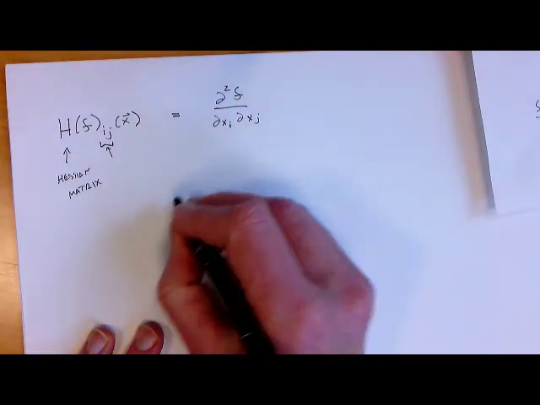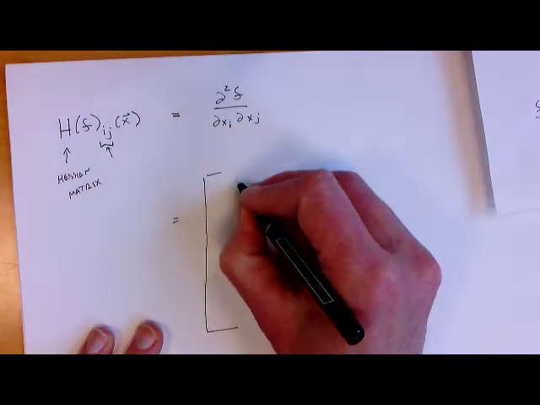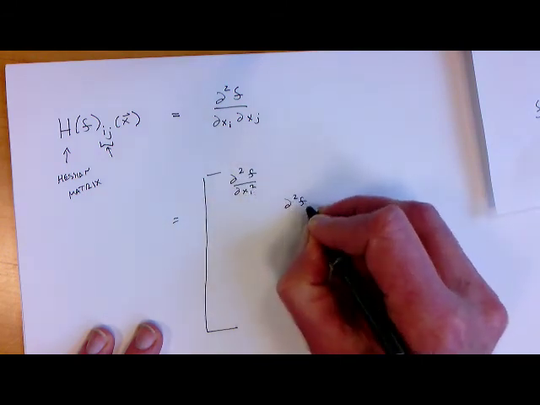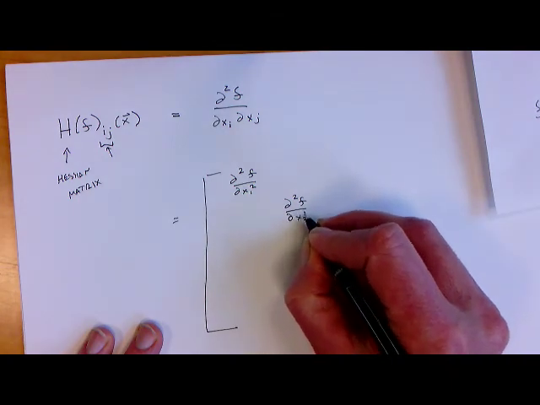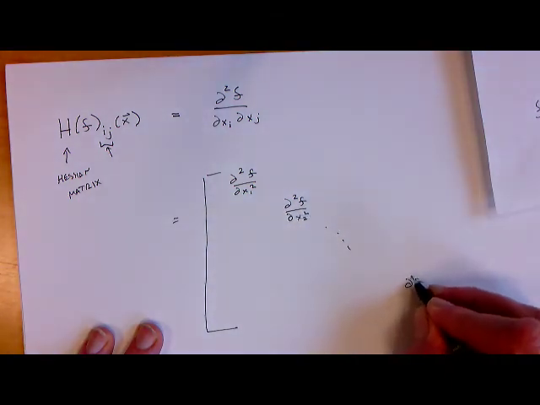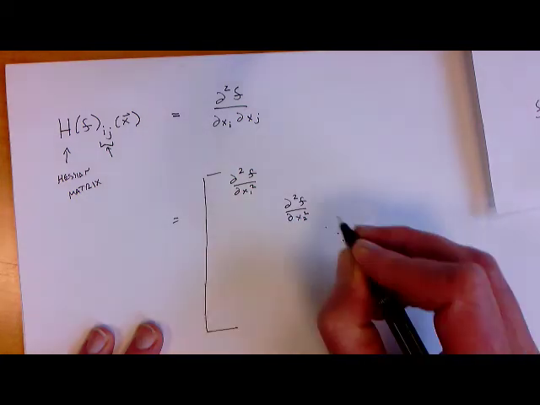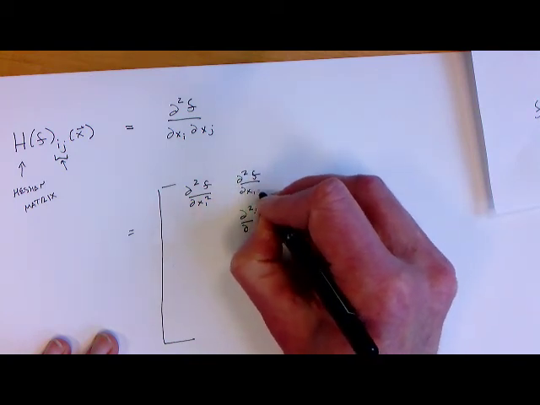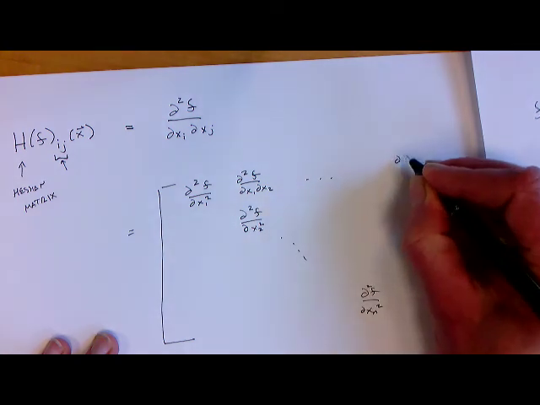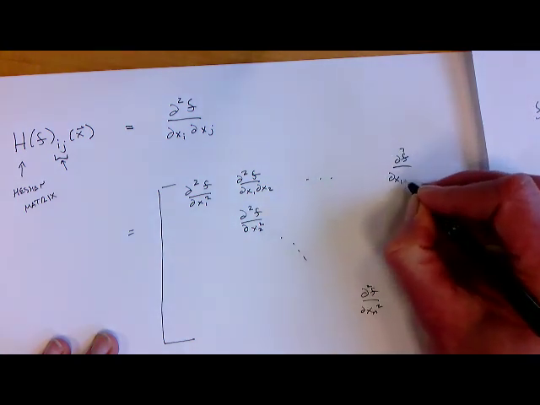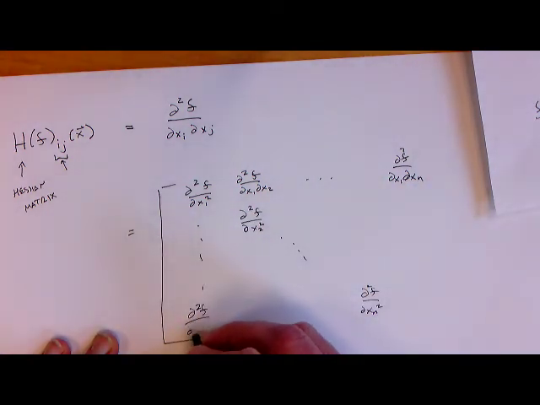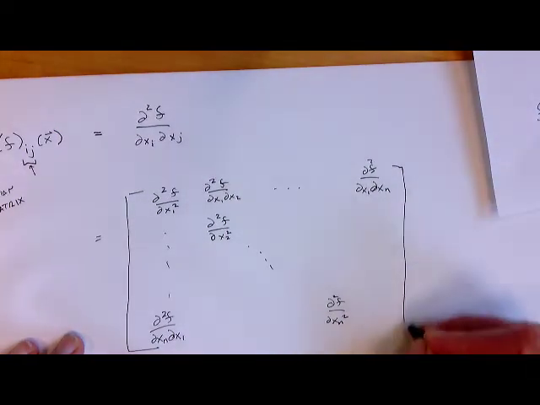So if we actually think about this as being a matrix, our diagonals are going to be the partial squared of f with respect to x1 squared, the partial squared of f with respect to x2 squared, up to the partial squared of f with respect to xn squared, right? And then our off diagonals are going to be things like the partial of f with respect to x1, x2, the partial of f with respect to x1, xn, and down here the partial of f with respect to xn, x1, right? Okay, so that's the Hessian matrix.